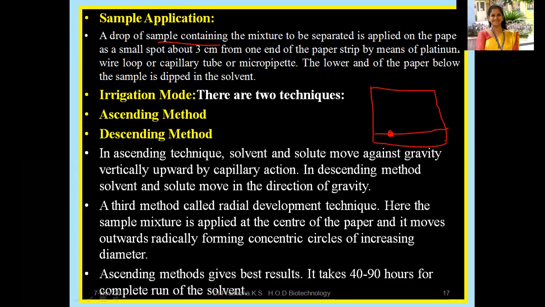Now let us go through the irrigation mode. What are the irrigation modes here? There are two techniques. One is the ascending method, the other one is the descending method. In the ascending technique, solvent and solute move against gravity, vertically upward, by capillary action. In the descending method, solvent and solute move in the direction of gravity.